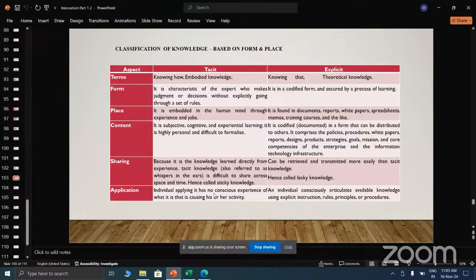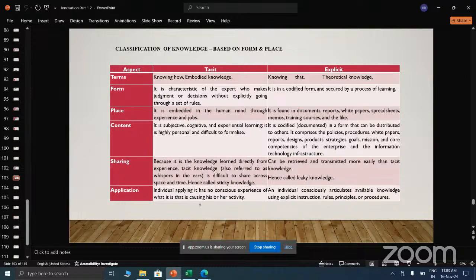Similarly, the place aspect includes tacit, if it is embedded in the human mind, thought based on their experience and jobs. Under explicit, it is found in documents, various reports, white papers, spreadsheets, etc. In terms of content, it is subjective, cognitive, and experiential learning under tacit, and under explicit, it is codified, like we discussed in point two. In terms of sharing, as tacit knowledge is learned directly from experience, it is also referred to as whispered in ears. It is difficult to share across space and time. Hence, it is called sticky knowledge. Whereas explicit is called leaky knowledge, which can be retrieved and transmitted anywhere.